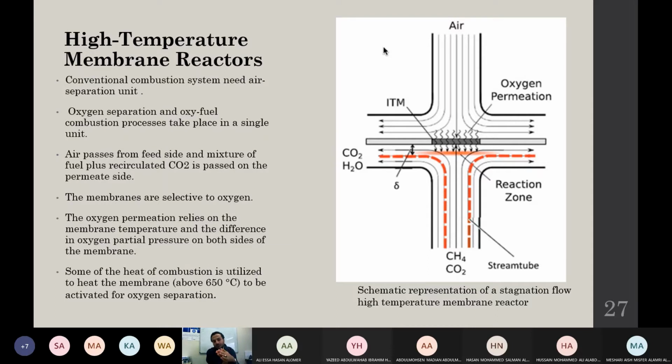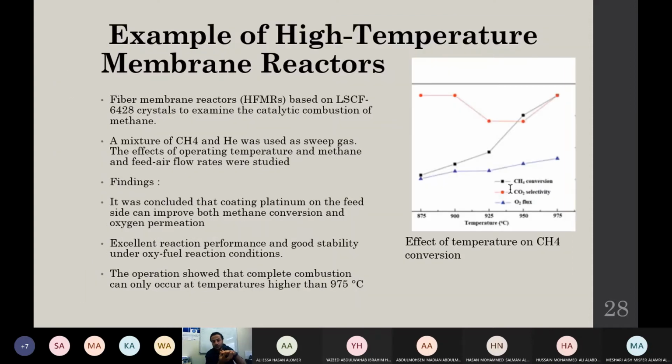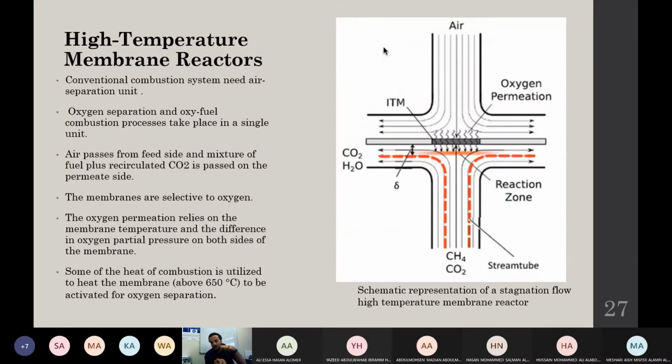This unit we call the high temperature membrane reactor, in which we have a membrane. Above this membrane we have the air. It will separate. The material is selective to oxygen. It has vacancies that can absorb the oxygen molecules. It has oxygen vacancies in its lattice structure itself. So it can absorb oxygen and then take it to the other side.